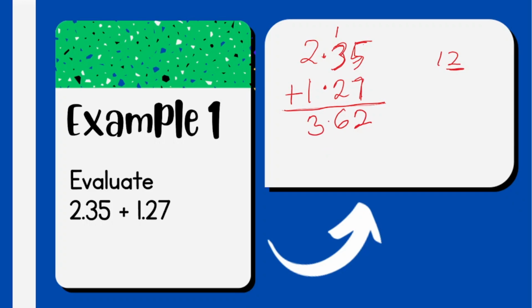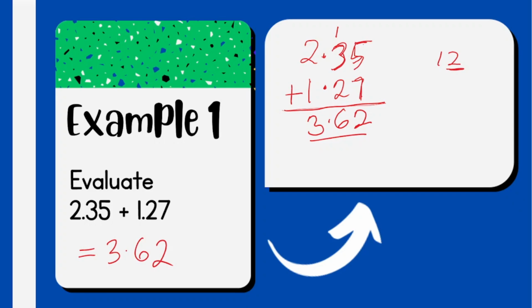Then the decimal point will also be put here. You bring it down. That's the fourth step. So which means the answer here is 3.62. I hope this is very clear.